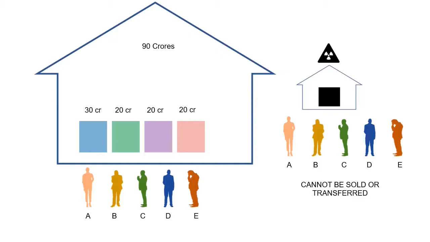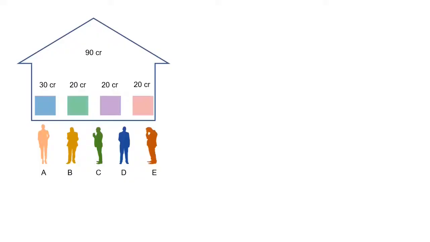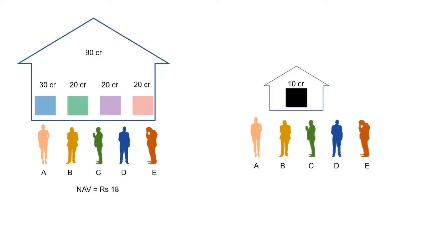Let us see how. Now that the assets have been segregated into good and distressed assets, the emerging picture will look something like this. The original scheme will now have assets worth rupees 90 crores and the 5 investors will each hold 1 crore units, thereby giving a net asset value of rupees 18 as far as the good assets are concerned. The investors will also hold 1 crore units in the scheme holding the distressed assets, and these units will now have a NAV of rupees 2, that is rupees 10 crores divided by 5 crore units. But then remember, these units cannot be sold or transferred.